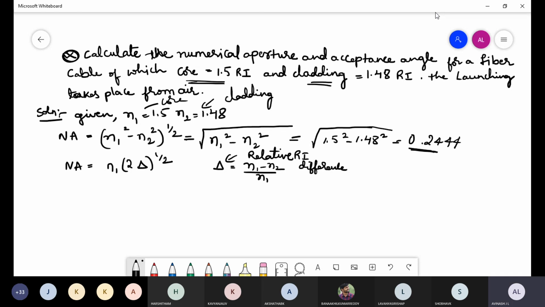Now, after understanding this numerical aperture, they asked us to calculate the acceptance angle. They asked us to calculate acceptance angle equal to how much?